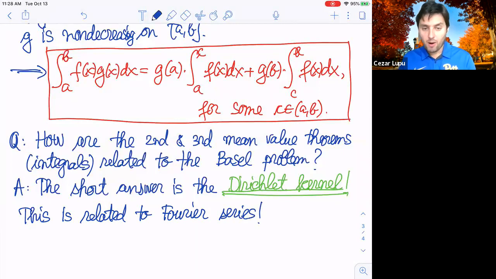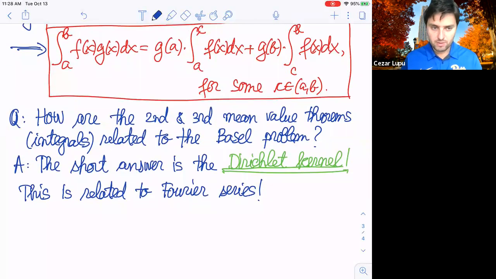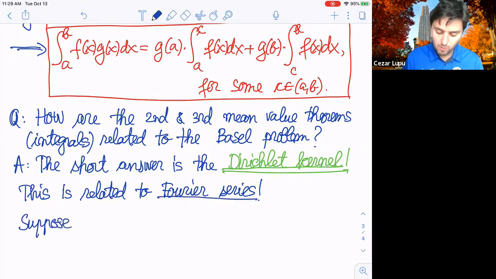Okay, and now I would like to say a few words to give you just a bit of insight into what the Dirichlet kernel is all about. Roughly speaking, when we talk about the convergence of the Fourier series, we deal with this Dirichlet kernel. Now, let me just say a few things. What are these Fourier series all about?